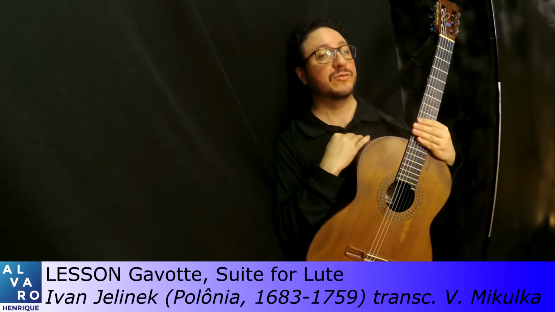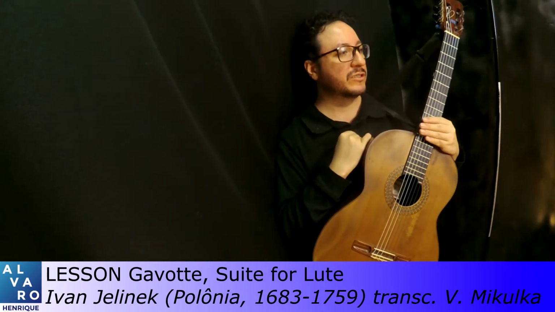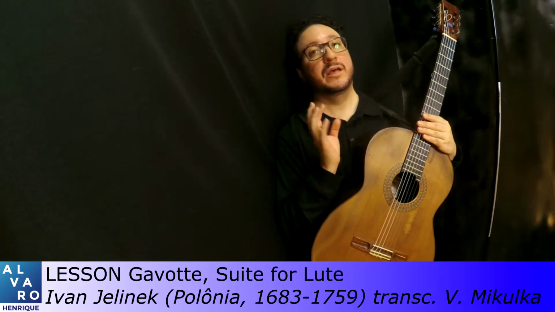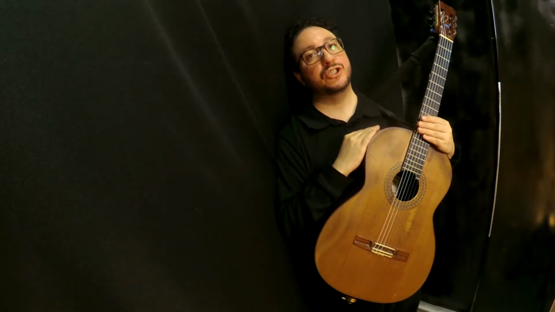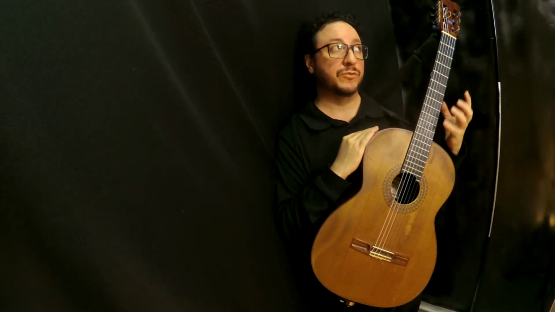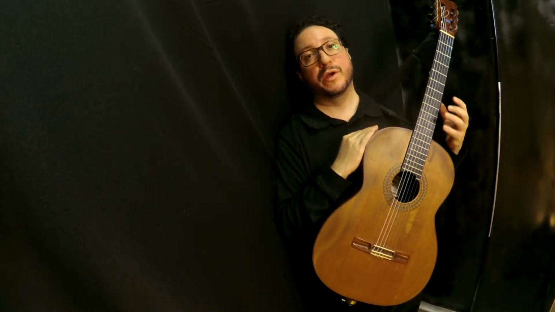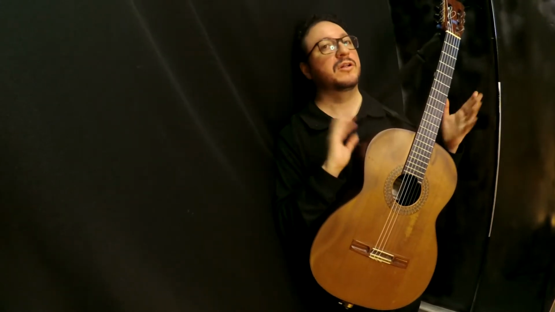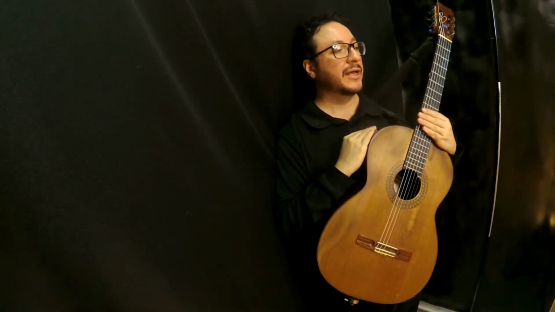Hi, we are back to our course and we are working on this Gavotte by Ivan Jelineck. Very interesting piece, and it's good to work mainly two issues. Some ornaments which deals also with hammer-ons and pull-offs, but we'll talk about that later. And also the melody shape.